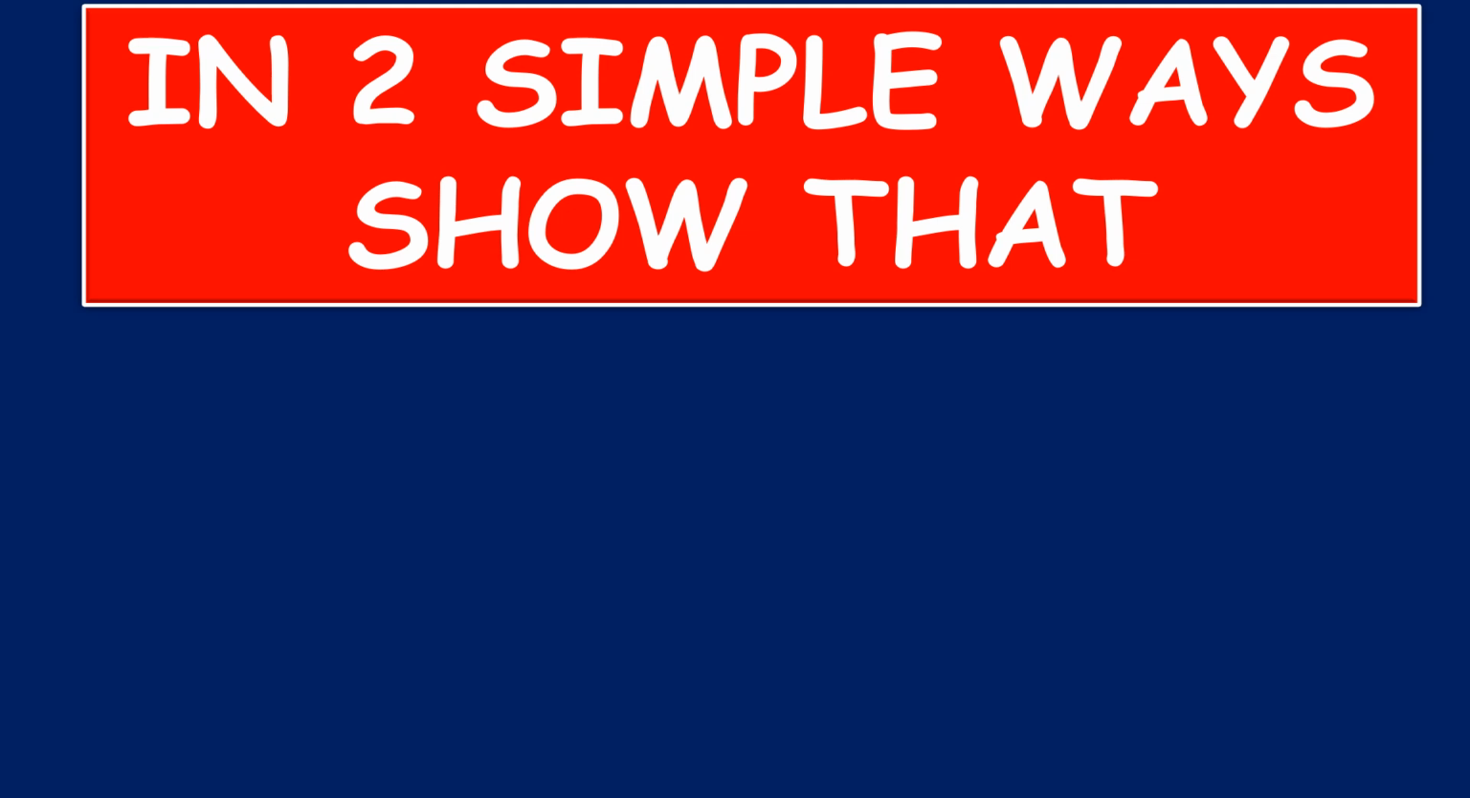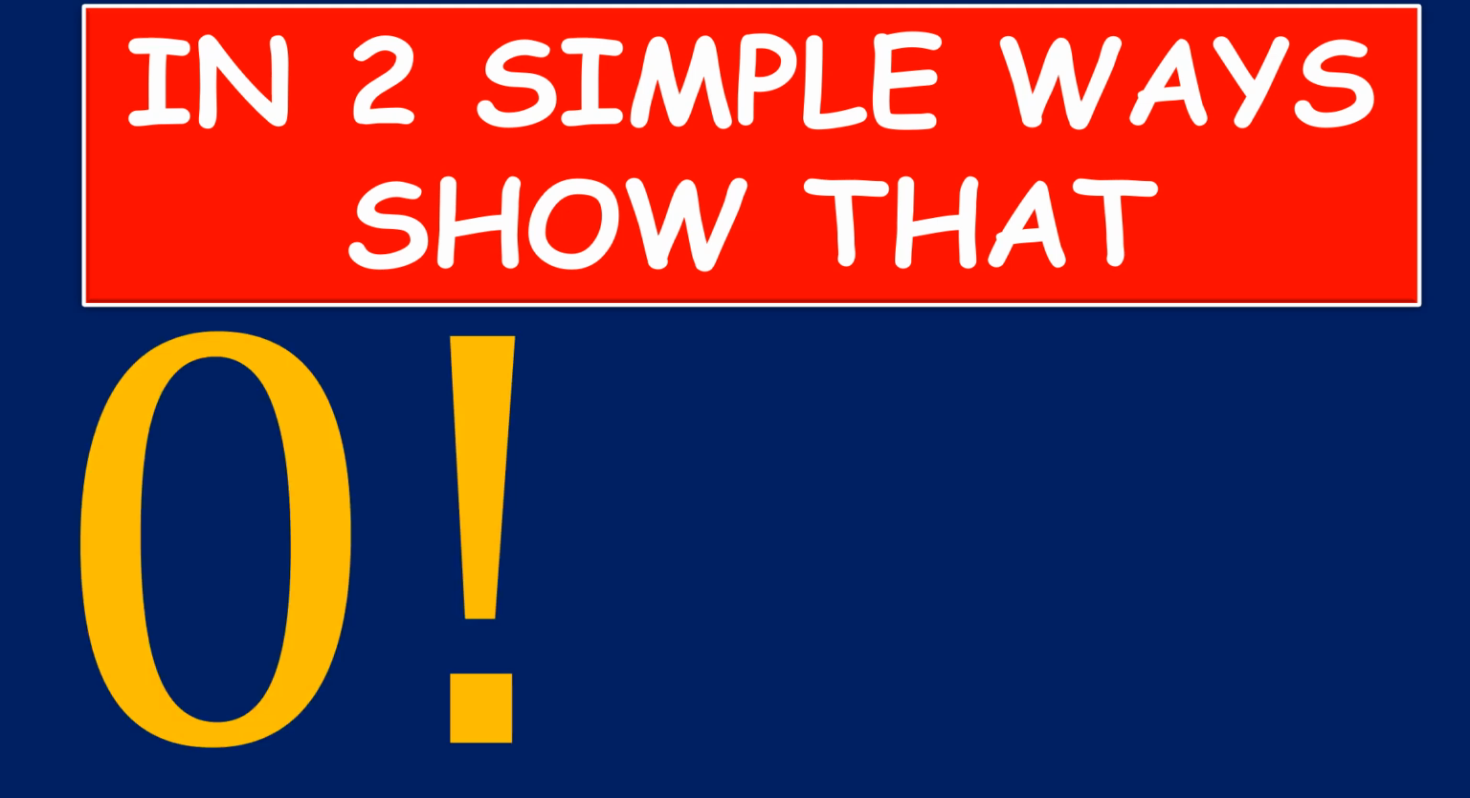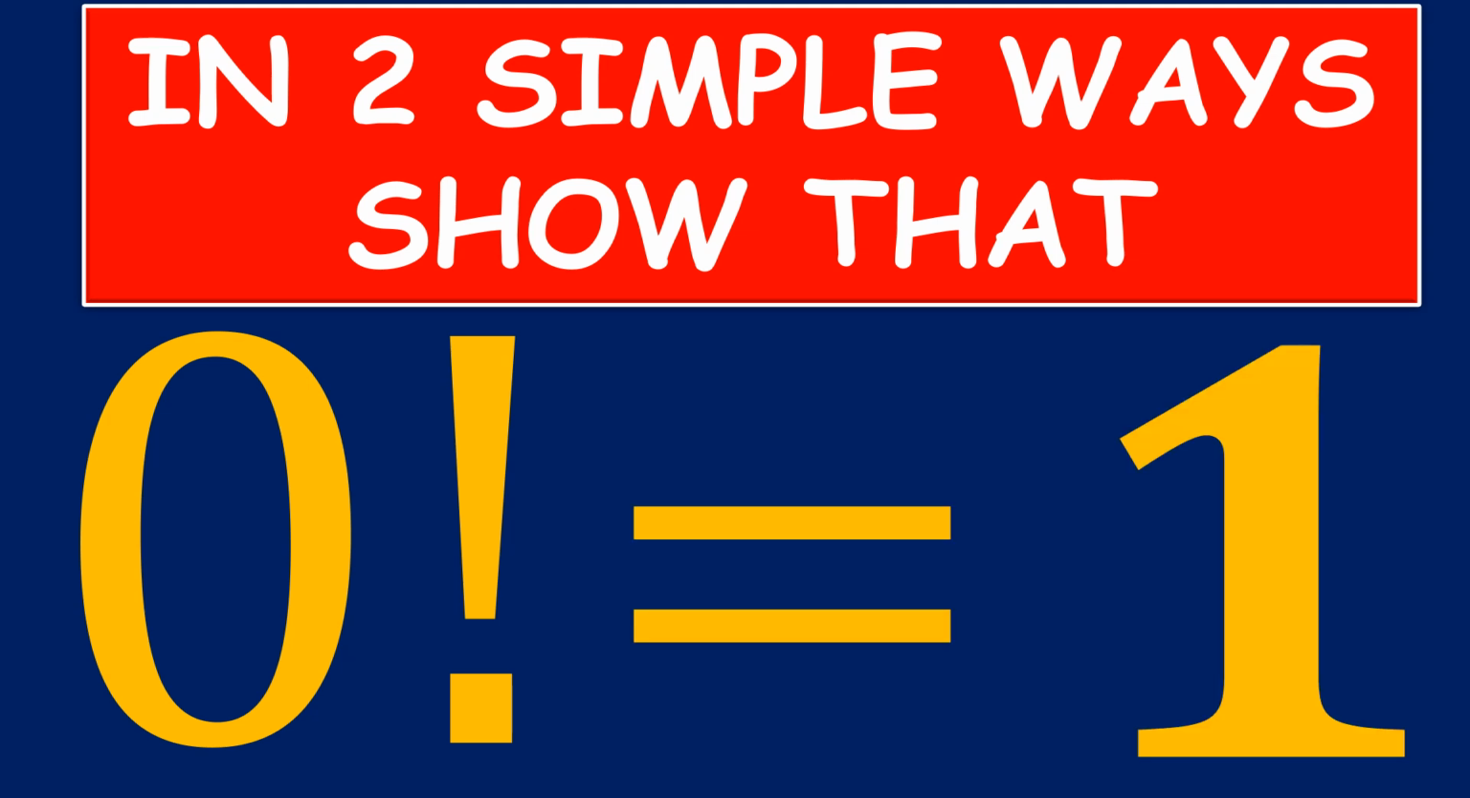Welcome back, viewers. In this video, we will be showing in two simple ways that 0 factorial is equal to 1. In two simple ways, we will be establishing that 0 factorial is equal to 1.